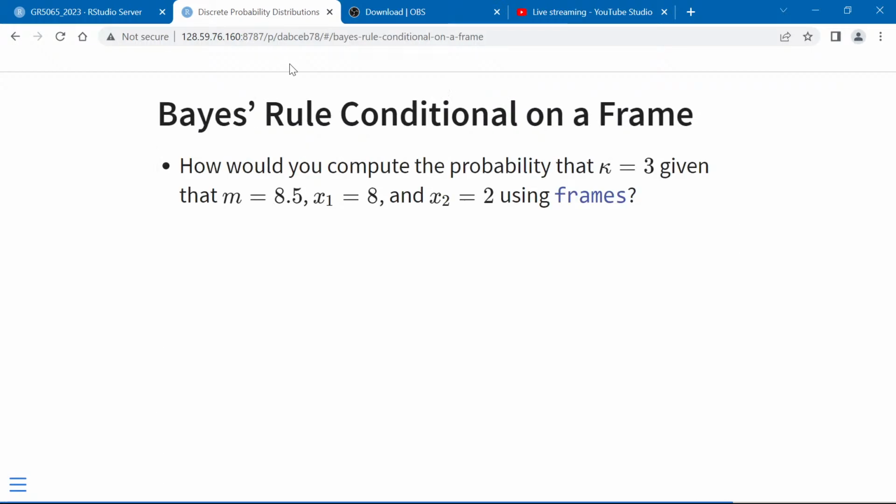Okay, let's pick it up a little bit now that we've had some more practice. How would you compute the modern way the probability that kappa is 3, given that m is 8.5, x1 is 8, and x2 is 2, using our 10 million frames of bowling that we simulated? That we already simulated. So all we need to do at this point is make the proper database query to evaluate this conditional probability. What would that database query be?